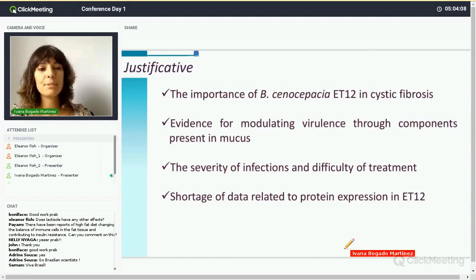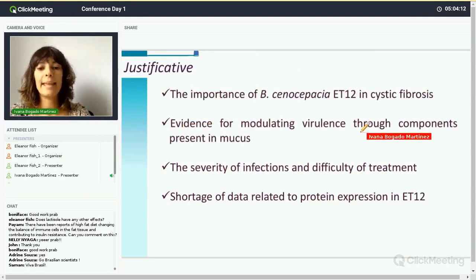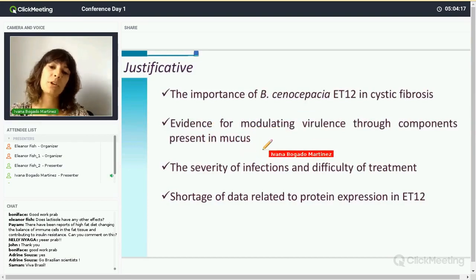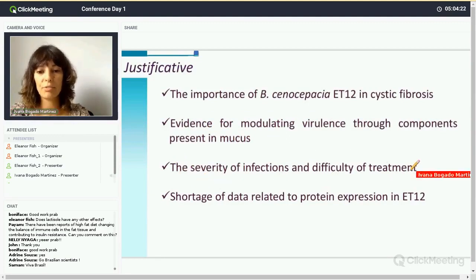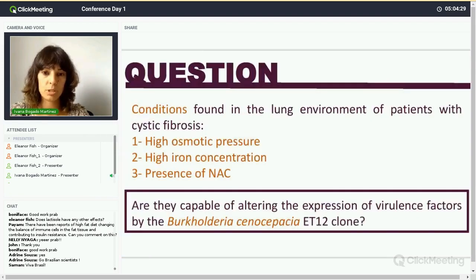I'm developing this project because of the importance of this pathogen, the evidence of the modulation of virulence associated with different conditions found in the mucus, the severity of infections, the difficulty of treatment, and the shortage of data related to protein expression in this pathogen. So we are going to explore this condition, trying to find if there are some modifications in the behavior of this pathogen.